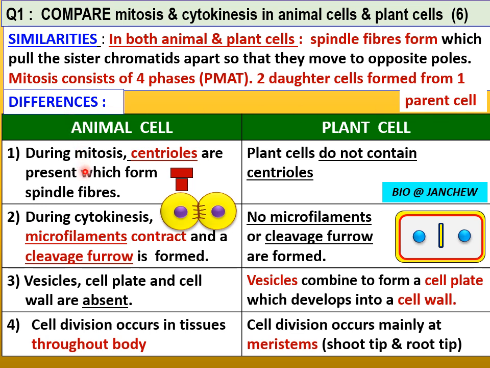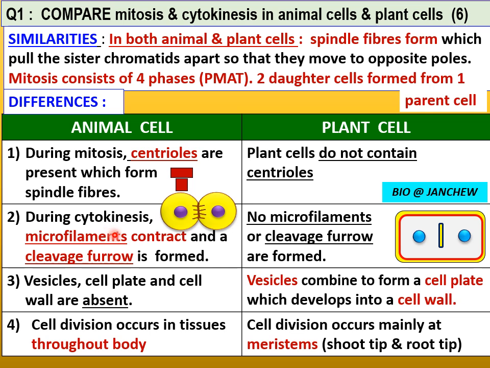In an animal cell during mitosis, centrioles, as shown here, are present, which are used to form the spindle fibers. Okay? Plant cells do not contain centrioles, but they can still form the spindle fibers. Right? Okay, now animal cells.